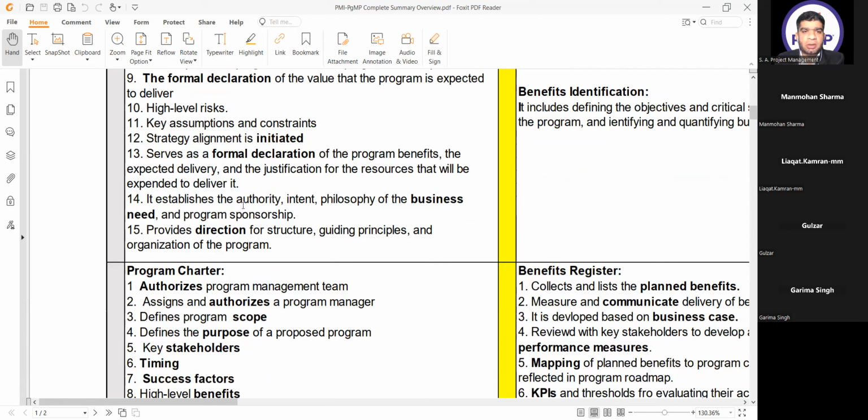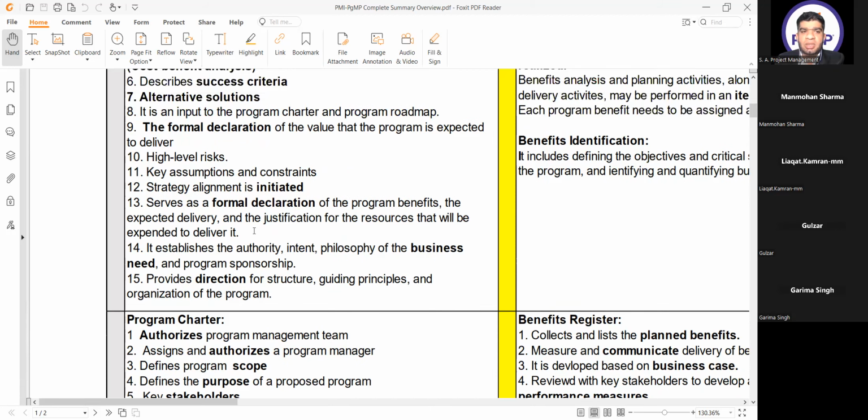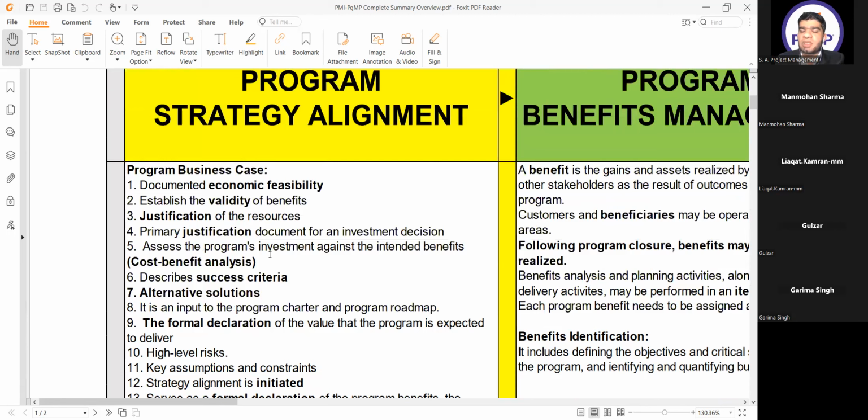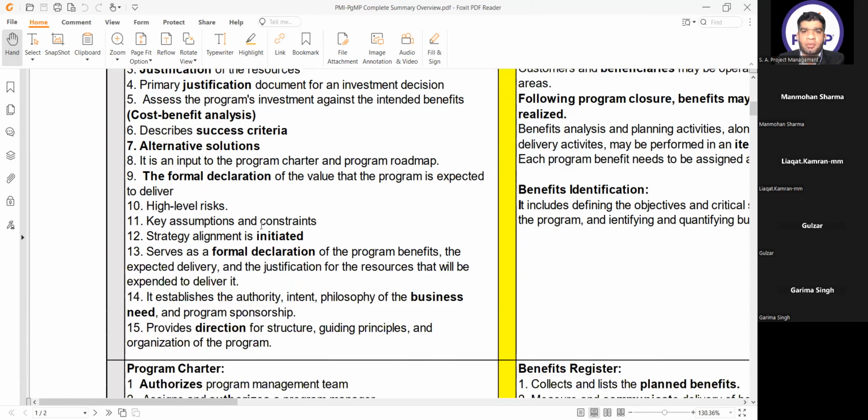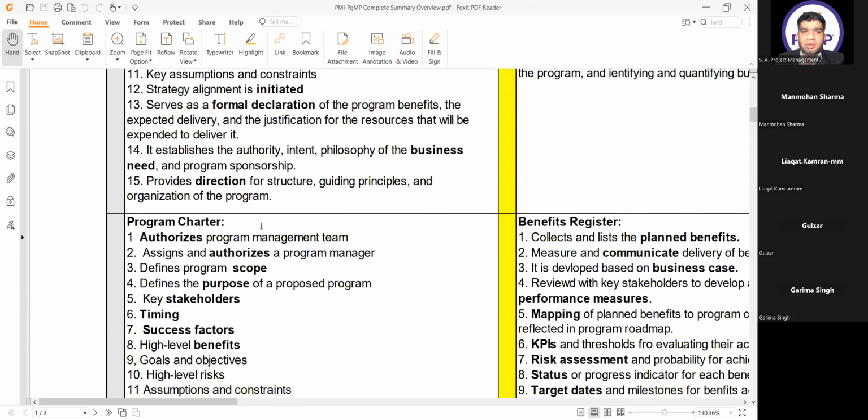It establishes the authority, intent, and philosophy of the business need and program sponsorship, and provides direction for structure, guiding principles, and organization for the program. So these 15 are the keywords for the business case that you have to just keep in mind. So I'm sure that out of this, you will not get any question whose answer is business case and the keyword is not there.